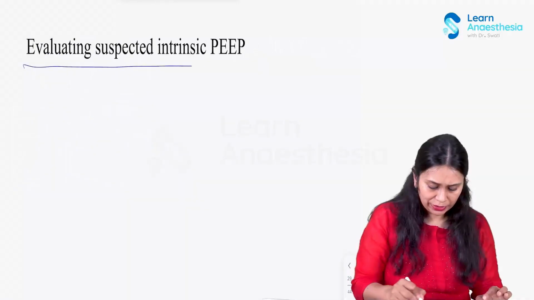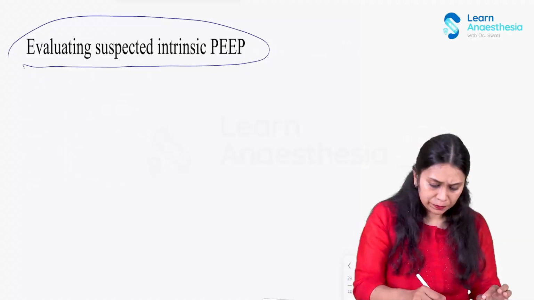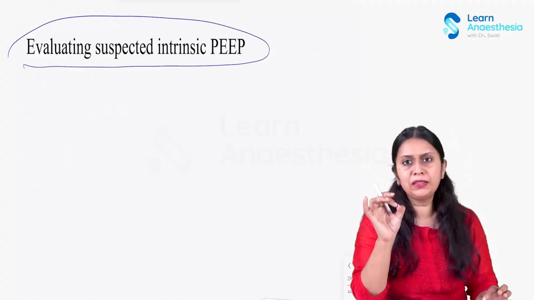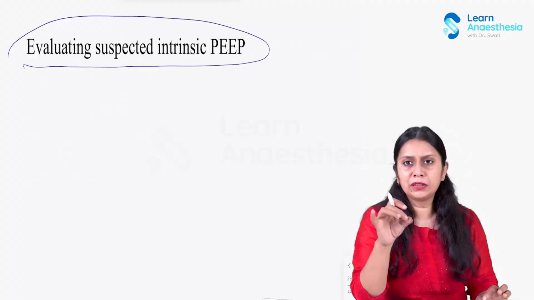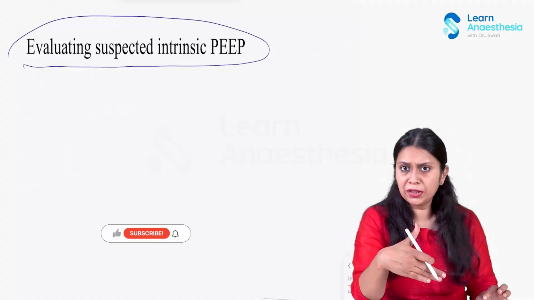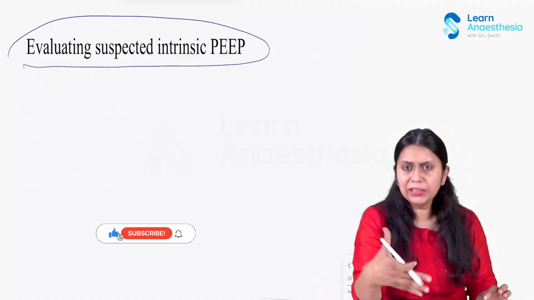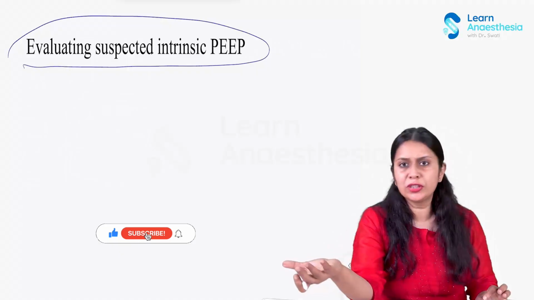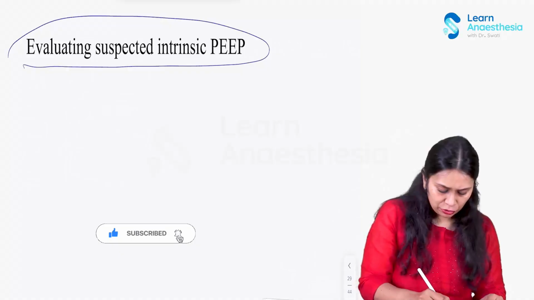How do we evaluate that suspected intrinsic PEEP? First, remember that it should be suspected if the patient develops a very high respiratory rate and low tidal volume, especially in the background of the patient being a COPD or asthmatic patient, that is, a patient with obstructive lung disease. So it should be suspected.